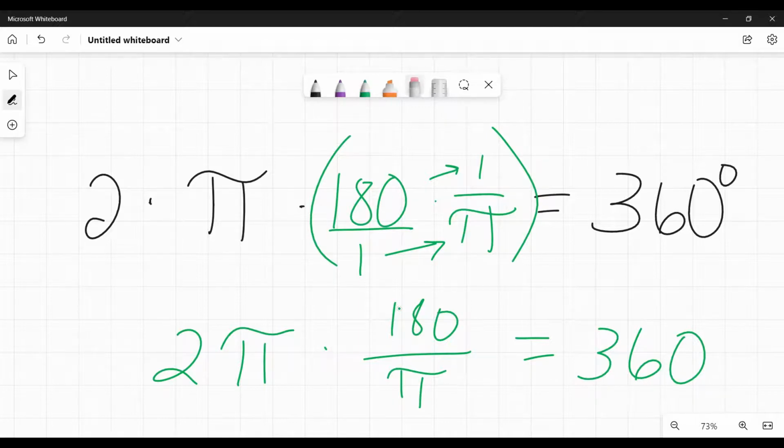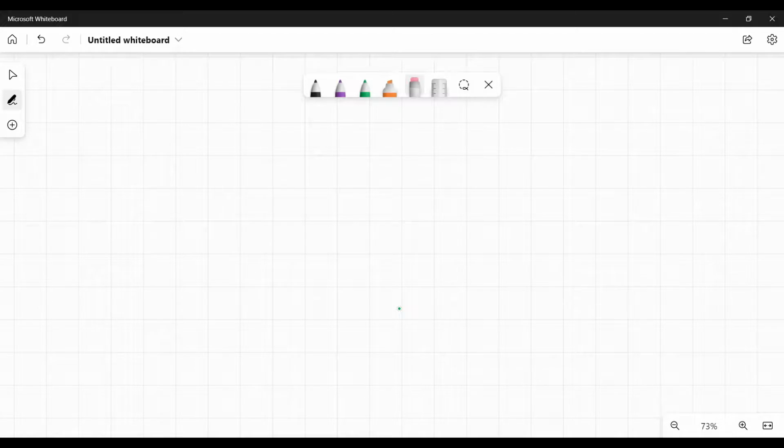And you can go through the same process to do the other way. To get from 360 to 2 pi, you multiply by pi over 180. Same process. Now let's put these into practice. Let's try a couple of them.